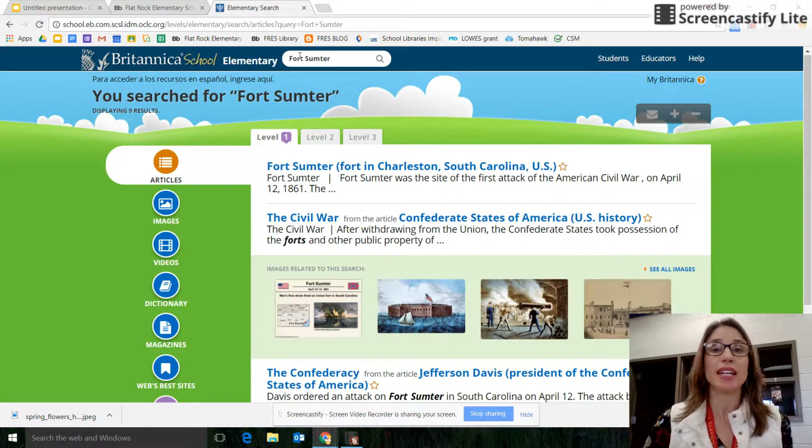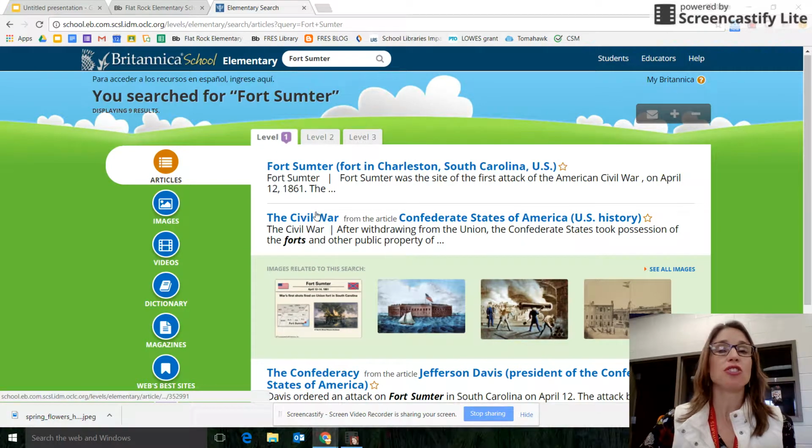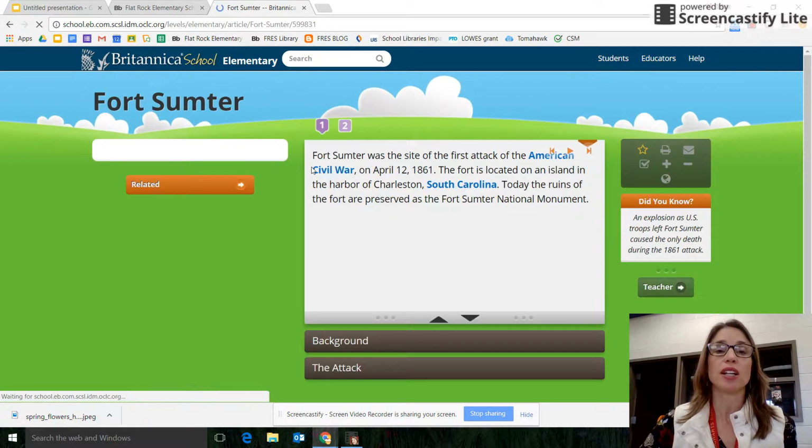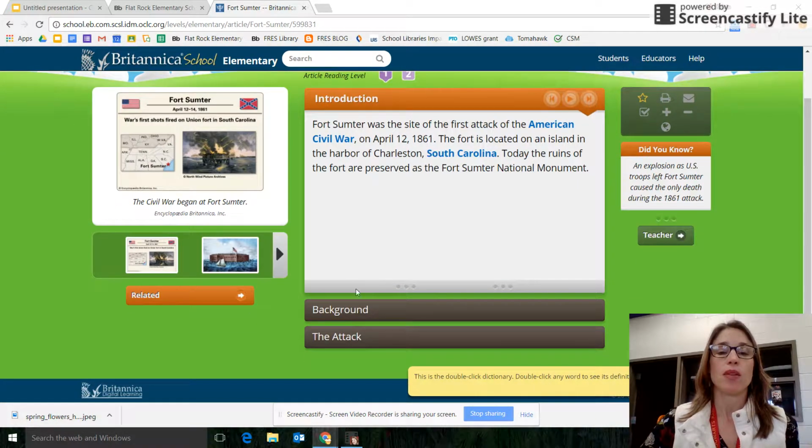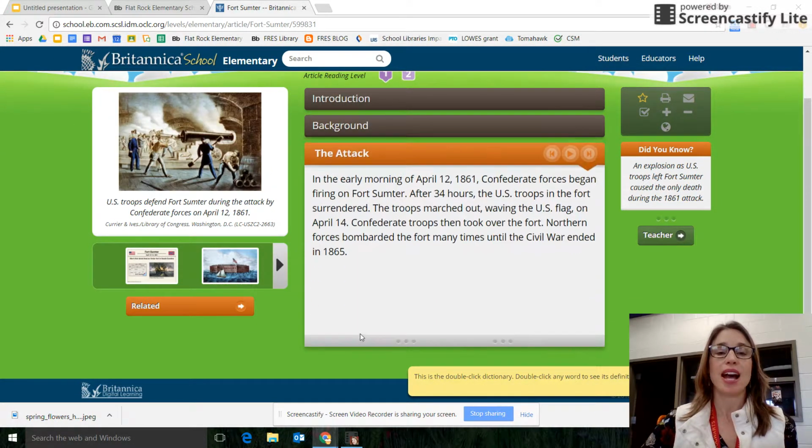Now, if I had spelled that incorrectly, it might not have brought up any information. It is important to spell it correctly. But since I spelled Fort Sumter and clicked enter, I have quite a bit of information that came up. But it's usually on Discus a good idea to click on that very first one because it's going to be the closest match for the information that you need. So I'm just clicking on Fort Sumter, and now I can read about the introduction, the background, and the attack.